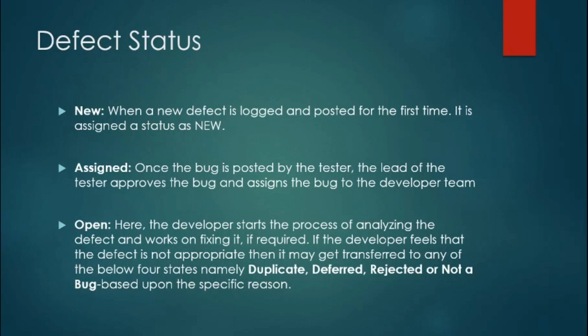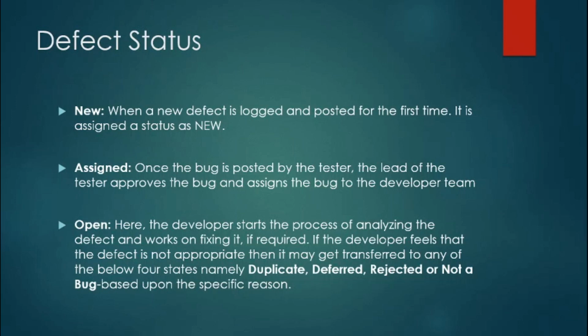As soon as the defect is assigned to a developer, they start working on that particular issue. When they start working on that particular issue, and if they feel that this defect is not appropriate or they are not able to reproduce it, there are four different statuses that they can use to move this defect to. Those statuses are duplicate, deferred, rejected, or not a defect, in case they are not able to find this defect appropriate.